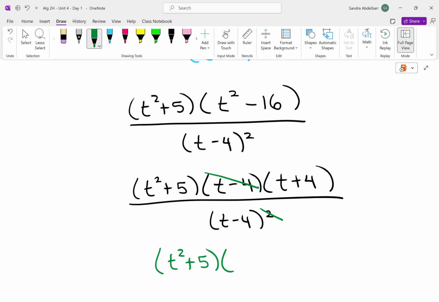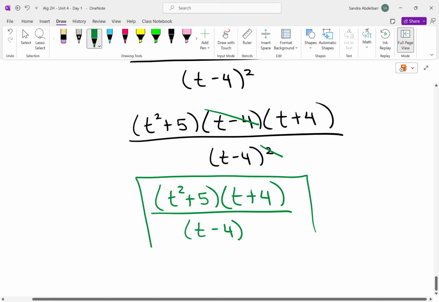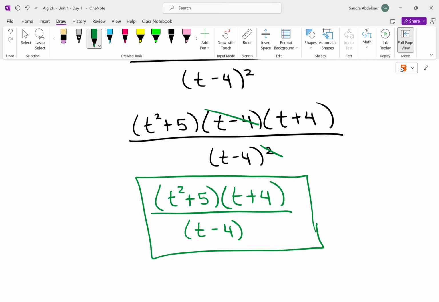So what happens here? I can cancel out this t minus 4 with one of these t minus 4s, right? So now we're left with t squared plus 5 times the quantity of t plus 4, all over t minus 4.